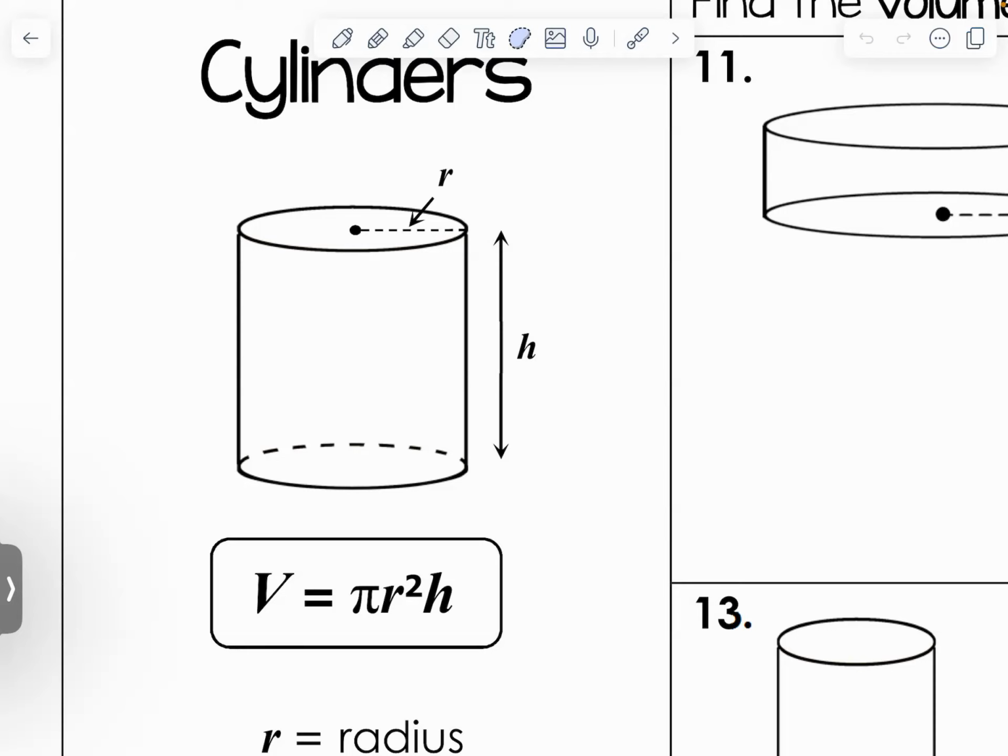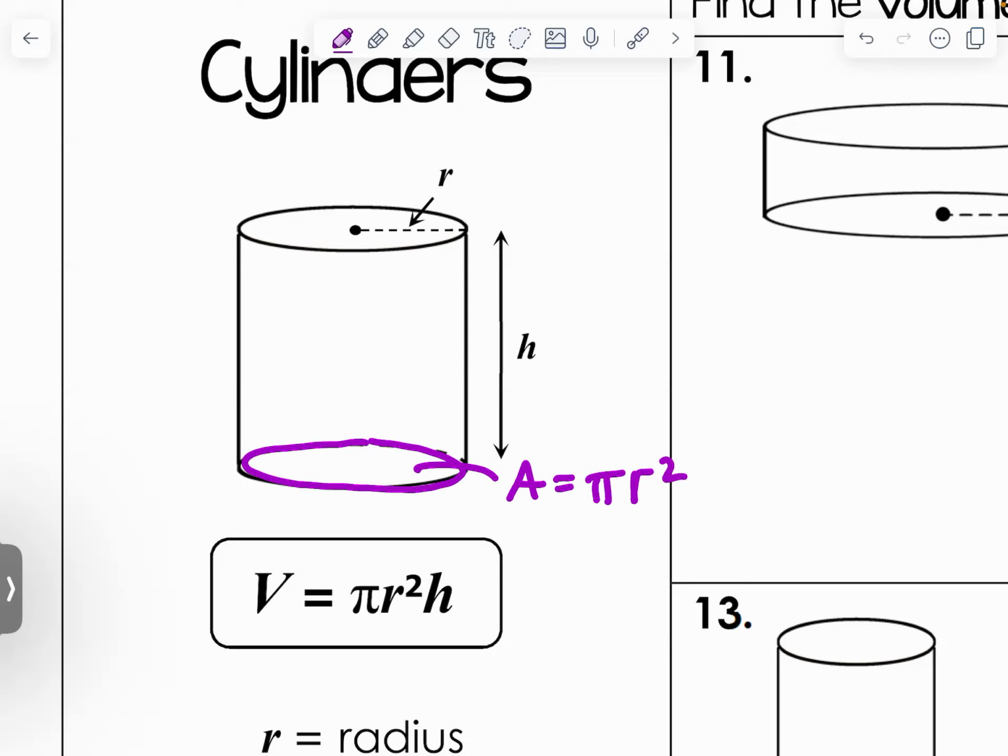Like here, we took the area of the triangle times the height. So the question for you, here our base is a circle. How do we find the area of a circle? Measure it. There's a formula. There might be a pi in there. Pi times radius squared, okay? So if I want to find the area of a circle, it's pi r squared.